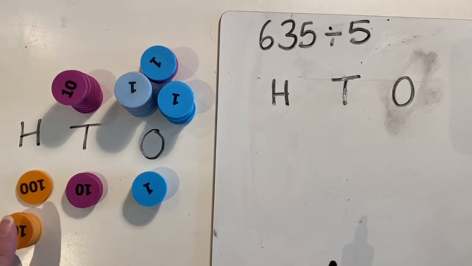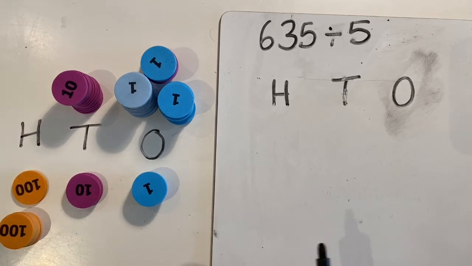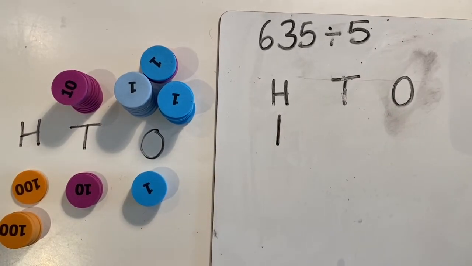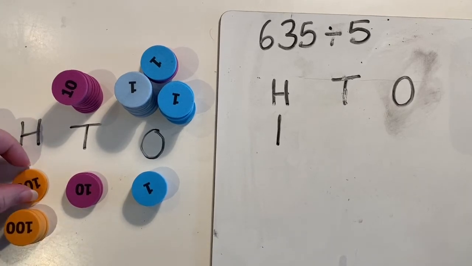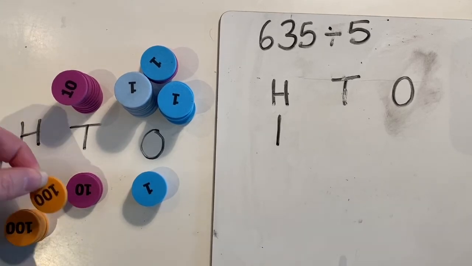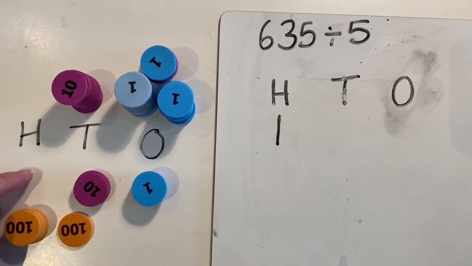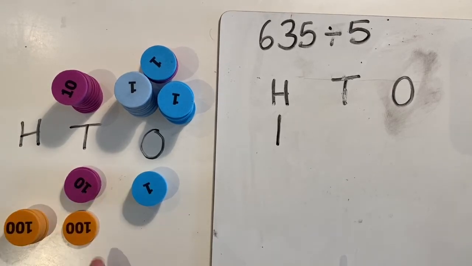So I've got one group of 5 there, and I haven't got enough to make another group of 5. So I know that I have one group of 5 in my hundreds. And of course, that isn't actually 5 at this point because they are hundreds. Now, what I'm going to do is move this into, I can't forget about it. I can't leave it there and not divide that as well. So I'm going to move it into my tens column.